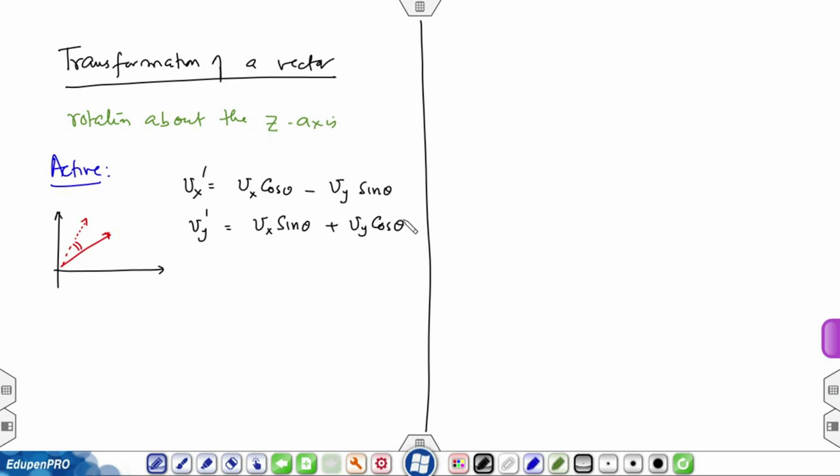How about under reflection? Under reflection, suppose I have a vector pointing in x direction, I am reflecting about the y direction. This is x, this is y. After reflection, the vector becomes like this. This would be active transformation. On the other hand, if I had a vector parallel to y axis, it remains the same.